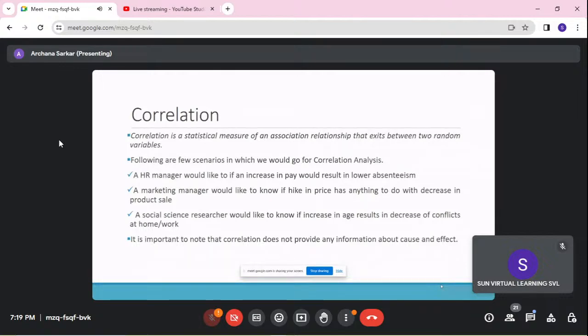Cause and effect relationship means if we change something in variable 1, then we can see the change in another variable. That is the cause and effect relationship. Now, correlation only measures the relationship or the association between two variables. It does not provide any information about the cause and effect relation. If we want to measure the impact, then we have regression analysis. So to be very clear, please note down that correlation only measures the association or the relationship between the two variables. Understood?